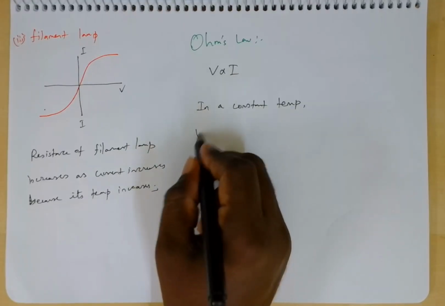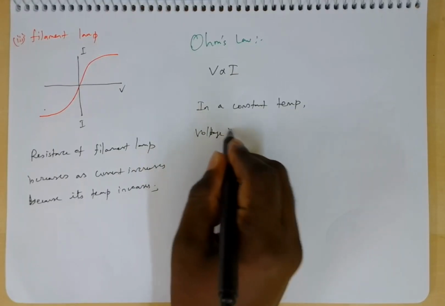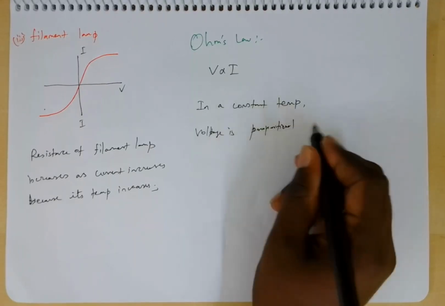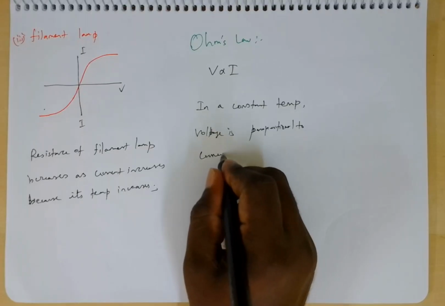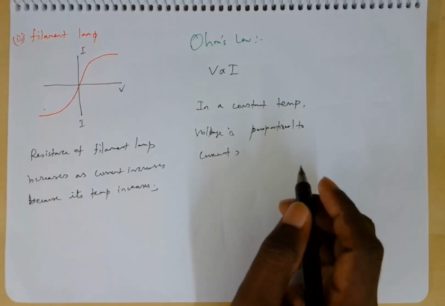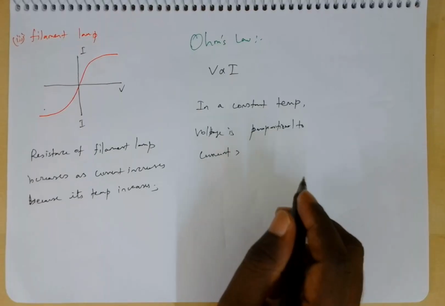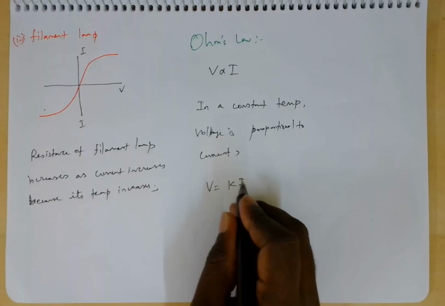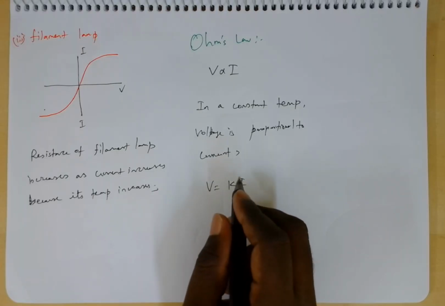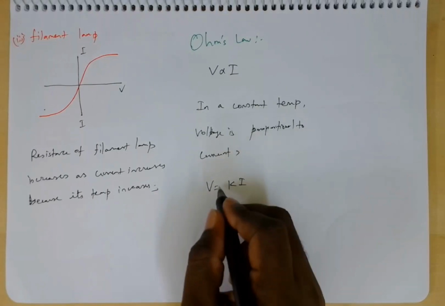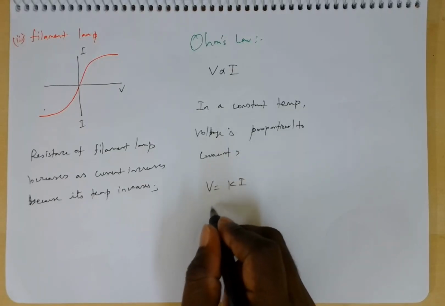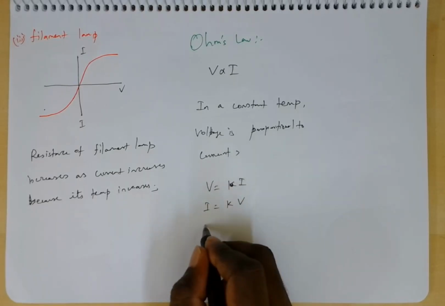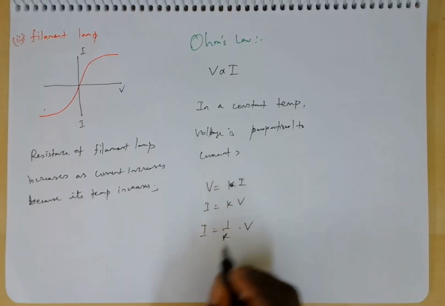Okay. In a constant temperature, voltage is proportional to current. What is the proportionality constant? K. Yes. So V equal to Ki. Actually, it will come like this: I equal to K into V. I equal to 1 by R into V. So V equal to IR.